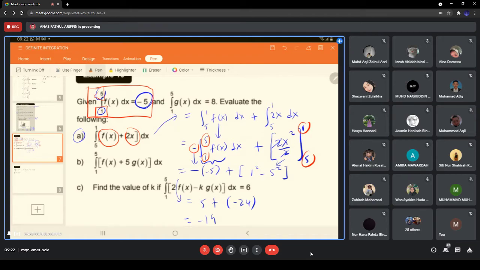So that's why depan ni kita kena letak negatif. Itu konsep yang betul lah. Kita letak negatif sebab kita nak tukar limit dia. Instead of from 5 to 1, kita tukarkan pada 1 to 5, sebab kita buat graf.